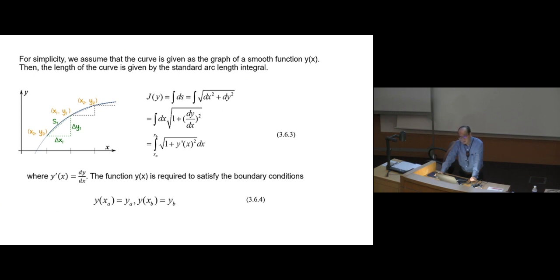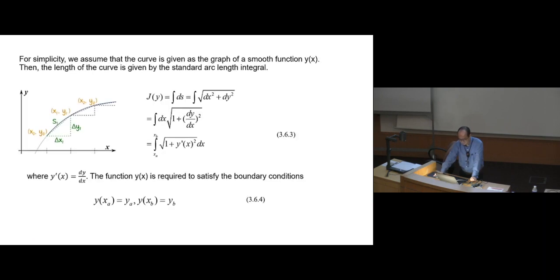Then it becomes a minimization problem. We want to minimize, we want to find out a function. This is a functional. You can say for any function y, we'll get a value, we'll get a distance. We want to find out a function such that this distance between those 2 points is minimized. This function will satisfy those boundary conditions.